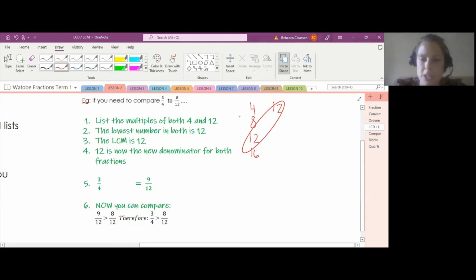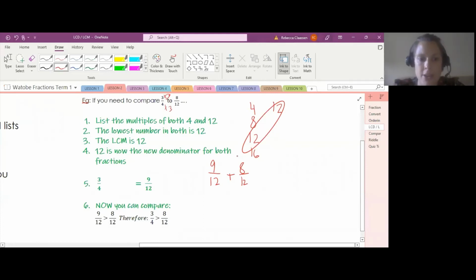So what did we times the 4 by to get to 12? We times it by 3. Because we times our denominator by 3, we have to times the numerator by 3, because we times both of them by 3. And 3 times 3 is 9. And 12 is the first one, so we didn't have to times that by anything. That just stays the same.